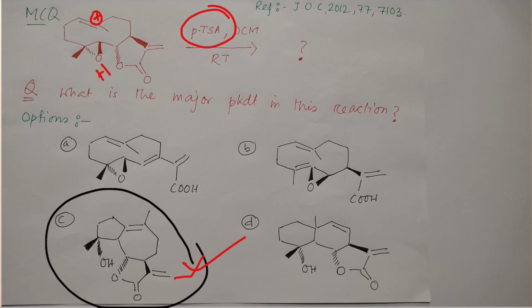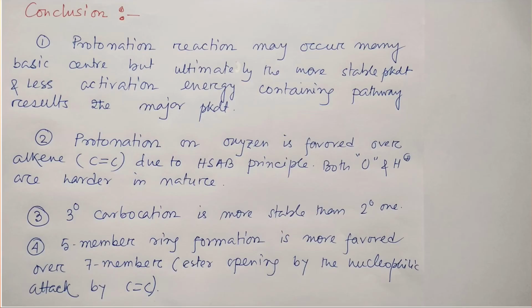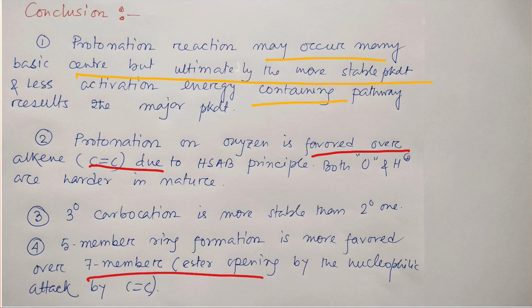In conclusion, what you have learned: protonation may occur at many basic centers, but ultimately the more stable product will be produced where the energy of activation is minimum. Second, protonation at oxygen is favored over the carbon-carbon double bond because oxygen is harder and the double bond is softer, the HSAB principle, hard soft acid base principle. Tertiary carbocations are more stable than secondary, and 5-member ring formation is more favored over 7-member. And ester opening by nucleophilic attack is possible only if there is water.